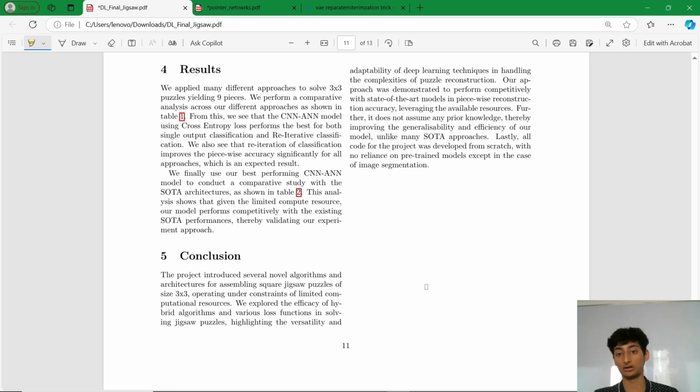Lastly, all code for this project was developed from scratch with no reliance on pre-trained models, except in the case of image segmentation.